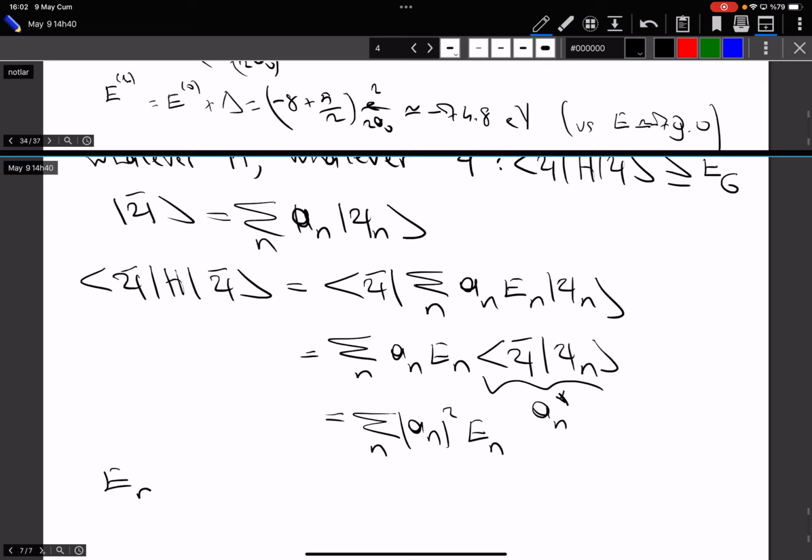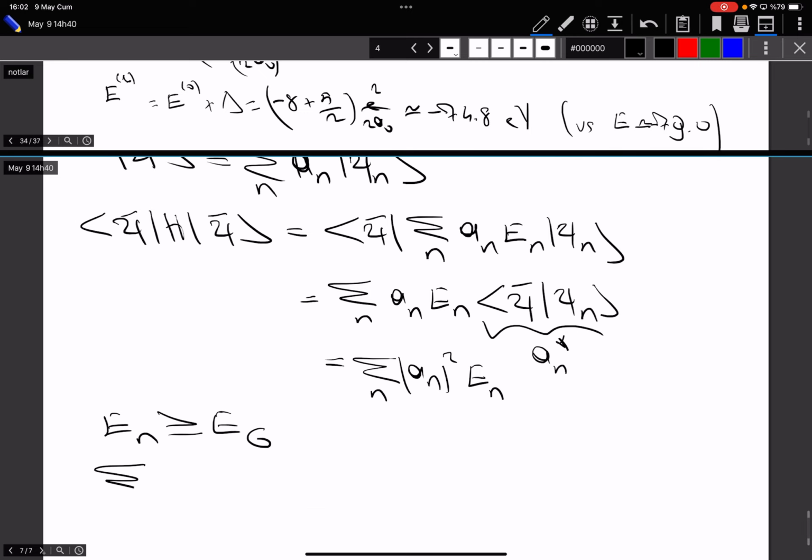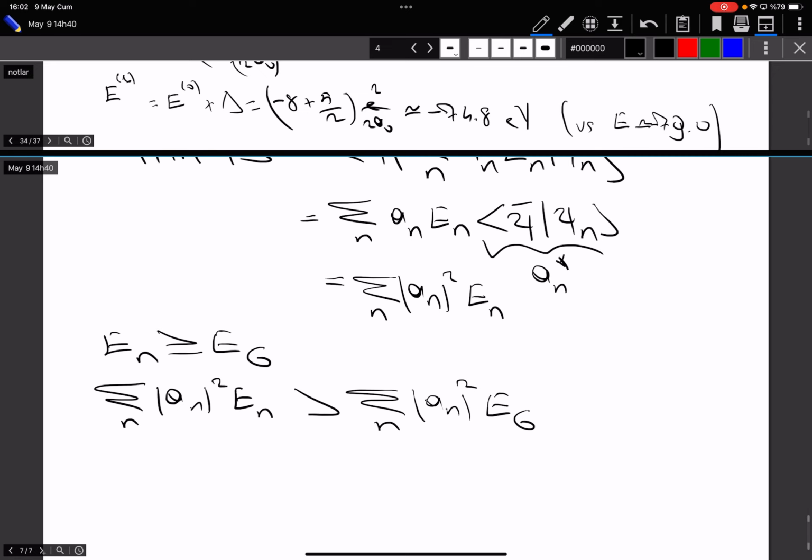Now, E_n is always greater than or equal to E_g. So in this sum over n of a_n squared E_n, if you replace all these coefficients with smaller things, the sum will get smaller. So this is larger than or equal to the sum of a_n squared E_g. E_g is independent of n, but the sum over a_n squared is just 1. So this is just E_g. You see, this holds for whatever system you can imagine, whatever wave function you can imagine.